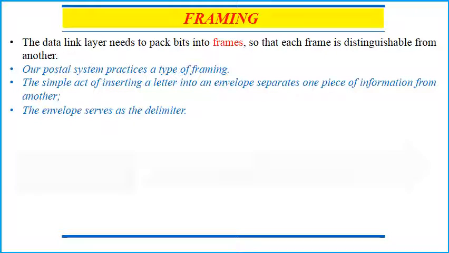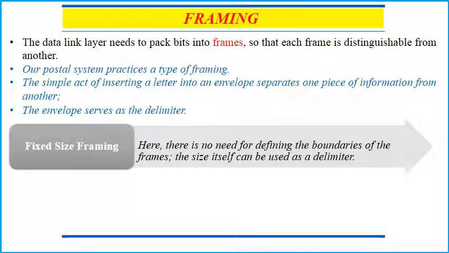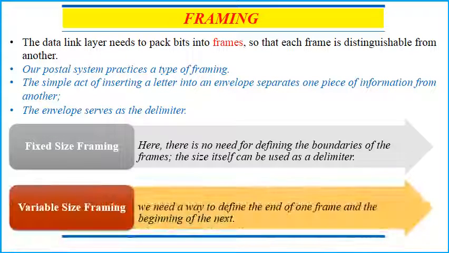There are two types of framing present here: fixed size framing and variable size framing. In fixed size framing, there is no need for defining boundaries of each frame. The size itself can be used as a delimiter. Whereas in variable size framing, we need a way to define the end of one frame and the beginning of the next frame.